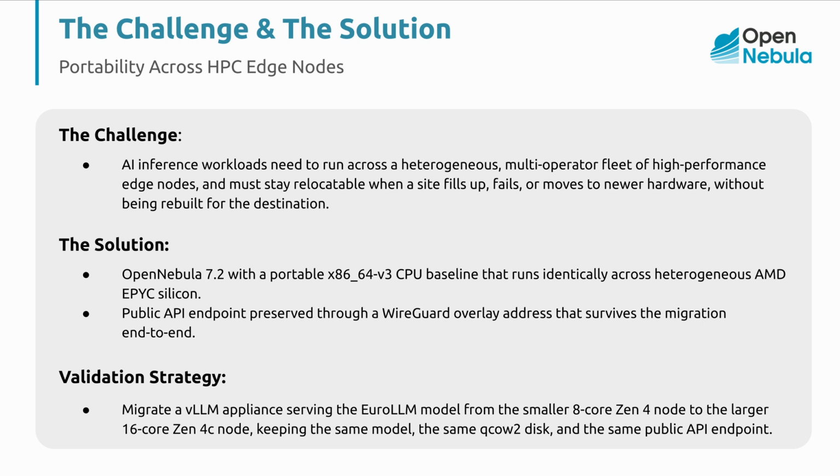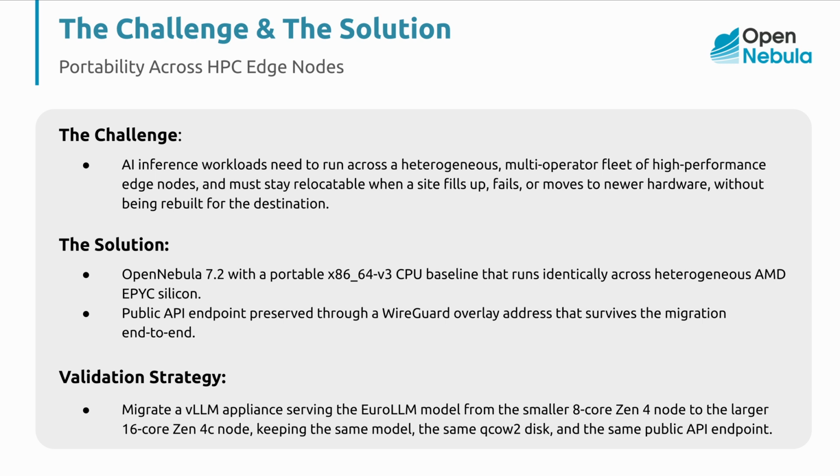The HPC edge environments are heterogeneous by design. Different vendors, different SIMD baselines, and very different core and memory budgets sit side by side. The AI inference workloads must land on the most capable hardware available, but they also need to stay relocatable when an edge site fills up or goes down for maintenance. Standard cloud provisioning is not built for that class of mismatched hardware.